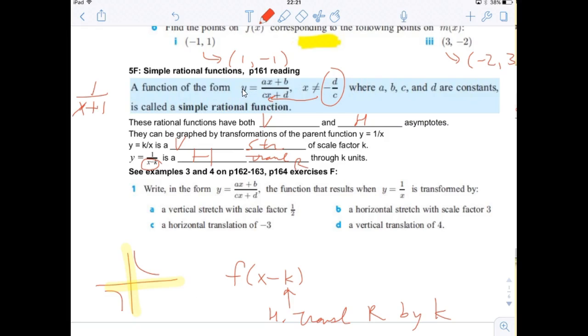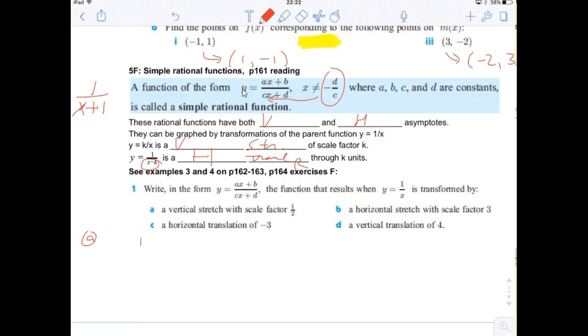Moving on. Number 1, write in the form ax plus b over cx plus d the function that results when y equals 1 over x is transformed by, and they give us a whole bunch of different transformations here. Let's get rid of this first. Okay. So, a vertical stretch with a scale factor of 1/2. You start out with 1 over x, and then we're going to do a vertical stretch with scale factor 1/2. Remember that the way you do that is you simply multiply 1/2 times the whole function, or times the parent function. So basically, the answer is you could either write 1/2 over x, or you could have 1 over 2x. Okay. I'm going to write it as 1/2 over x, and I'm going to show you why later.